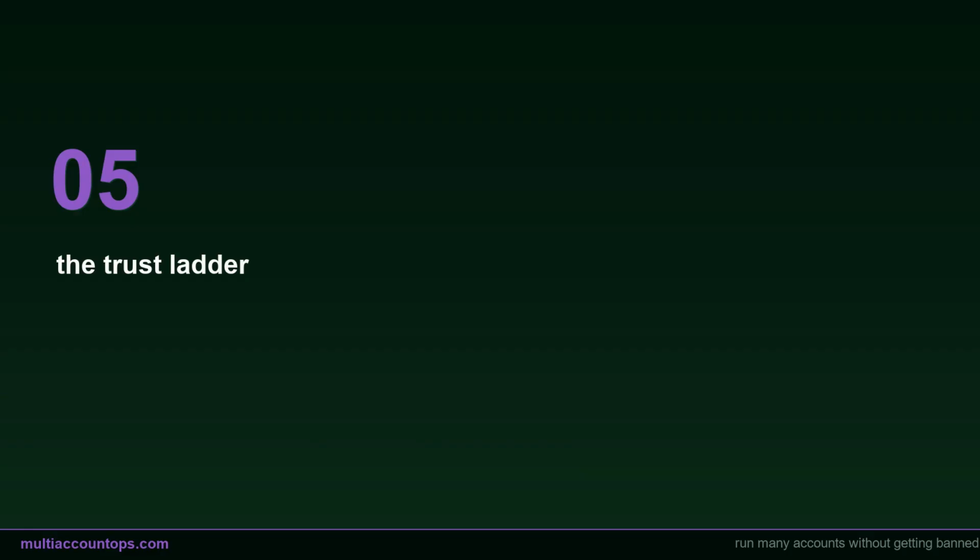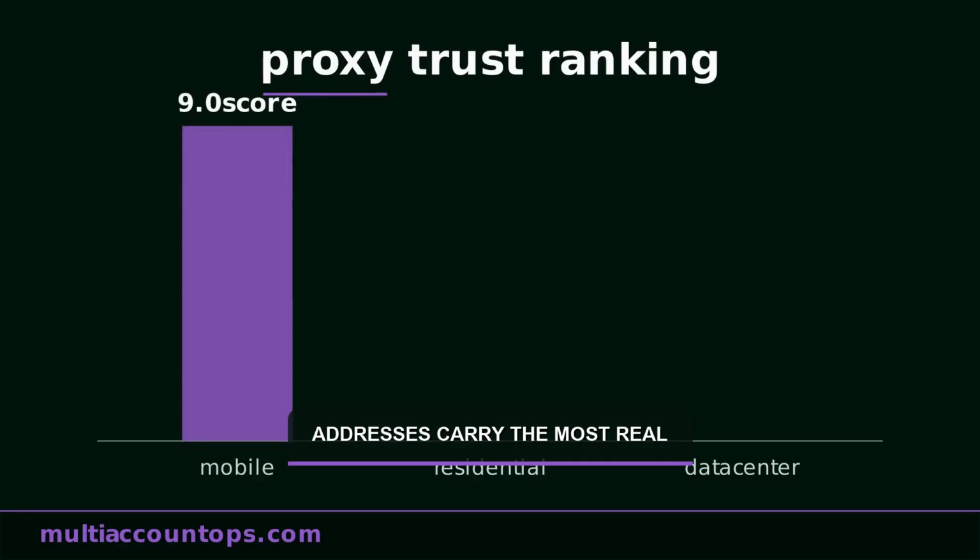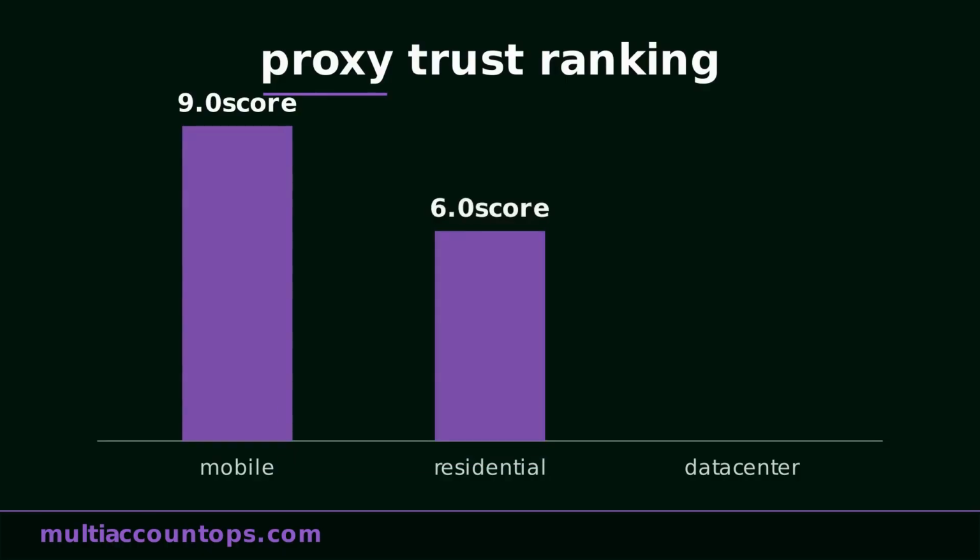Put those together, and you get a clear ladder. Mobile sits at the top because carrier addresses carry the most real human traffic and the least abused signal per address. Residential sits in the middle, believable as a home connection but more exposed if the pool is dirty.